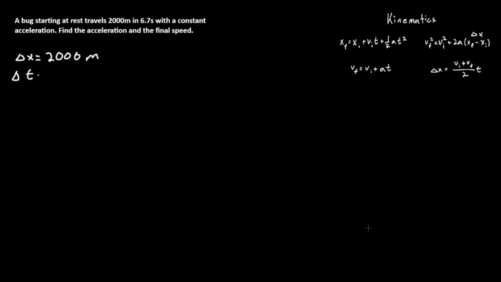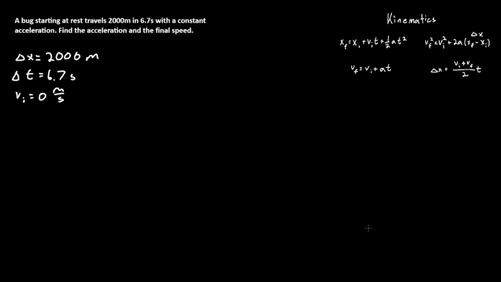Delta t is equal to 6.7 seconds. And the acceleration is constant, which is perfect because in these kinematics you're assuming that the acceleration is constant. So we have this, and we start at rest also, sorry. Initial velocity is 0 meters per second.